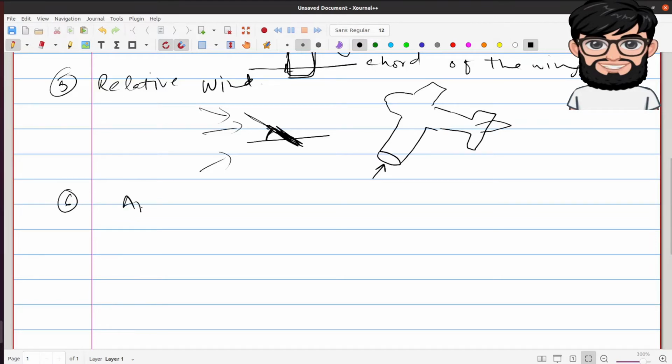Then we have to define and understand the angle of attack. Okay, the angle of attack is the angle between the wing chord line and the direction of the relative wind. Again, if you think of this as the wing chord line, whatever that relative wind is hitting and creating an angle, that angle is going to be the angle of attack. Now we want to talk about Bernoulli's principle.